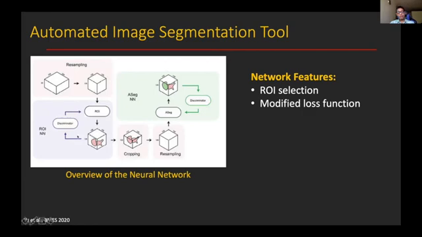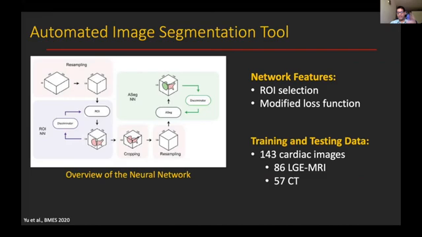So just a brief overview of the neural network. We first do the ROI identification, where we narrow down to the region of interest of the left and right atrium. So this is also done using a neural network. And once we have this ROI, we then do the segmentation prediction. A very good feature of our neural network is that we have a modified loss function which takes into account the actual anatomy of the left and right atrium. So we had 143 cardiac images for training this model. 86 were LGE-MRI and 57 CTs.